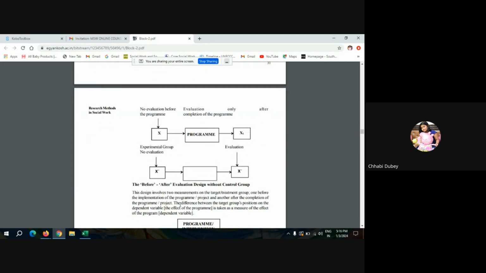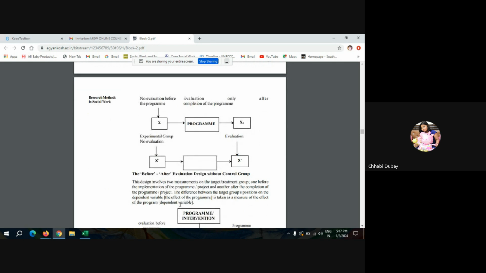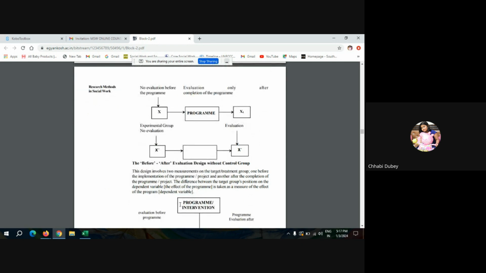After this, we have the before-after evaluation design without a control group. This design involves two measurements on the target or the treatment group. One is the measurement we take before the implementation of the program, and the other that we take after the completion of the program. So the difference between the target group's positions on the dependent variable is taken as a measure of the effect of the program. Got it? So you will have two measurements in this design on the target group: one before the implementation of the program, and the other after the completion of the program.